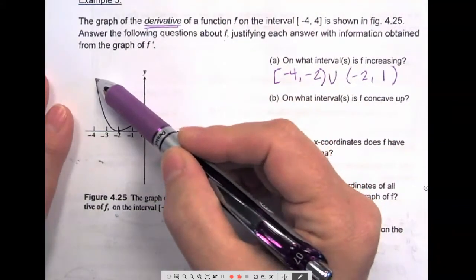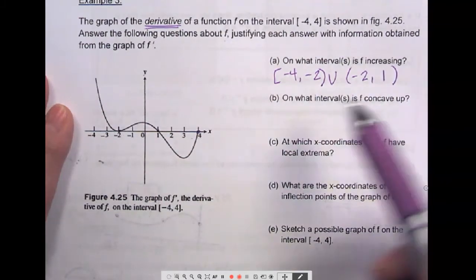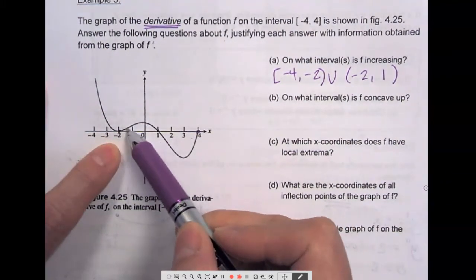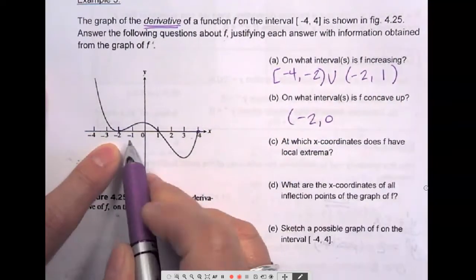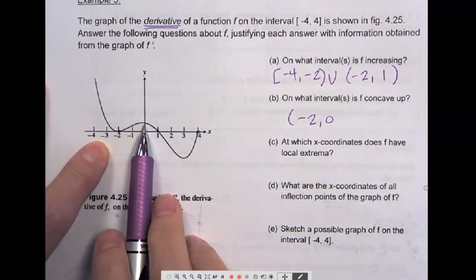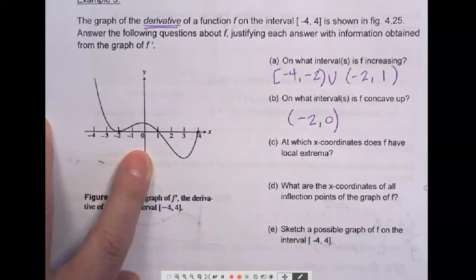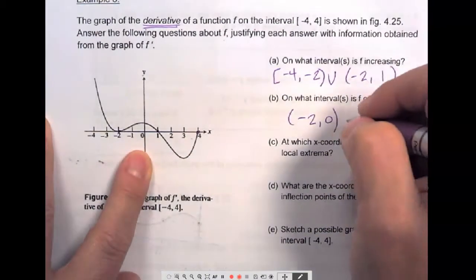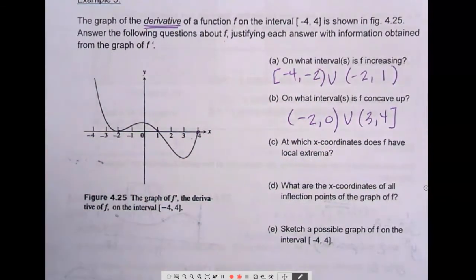So, what is the slope here? Negative. I want concave up, so I want positive slope. Oh, got a little bit of positive slope there from -2 to 0. Well, we'll call it 0, yeah. Do I have positive slope anywhere else? Yeah. From 3 to 4. From 3 to 4. So union 3 to 4. Now I can use a bracket there because I know the graph doesn't go beyond 4.